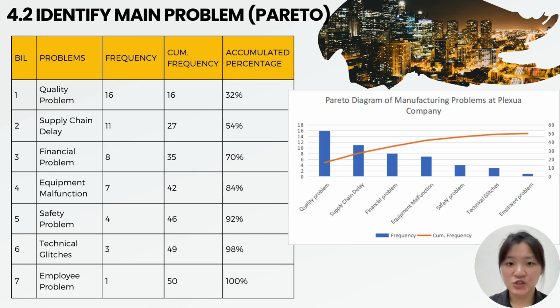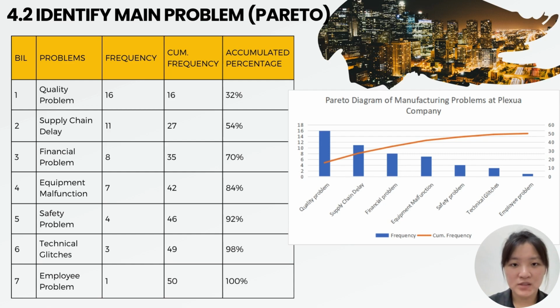The third problem is financial problem. There are employees who stand out for this problem. There are many financial problems in the manufacturing line, such as unexpected expenses and emergency repair costs in the organization. This will affect the company's ability to invest in new technology and decrease the company's competitiveness in the market.